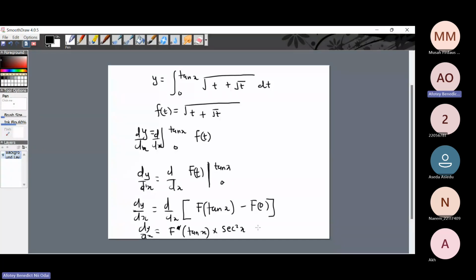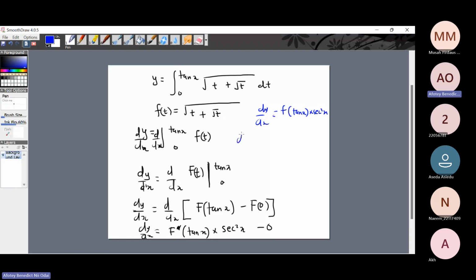Do we see it? Now we saw that we integrated small f to get big F here. Therefore, when we differentiate the big F, we get our small f back. So we get dy dx is equal to small f of tan x times sec squared x. Do we see it? Now our f is this thing over here. So all we have to do is to make the substitution.